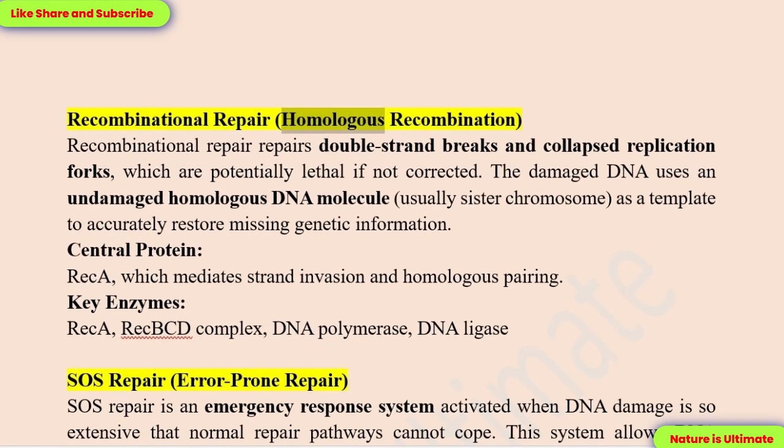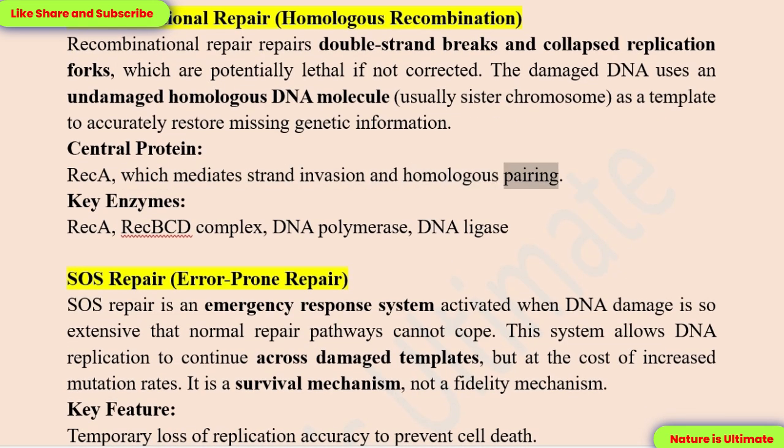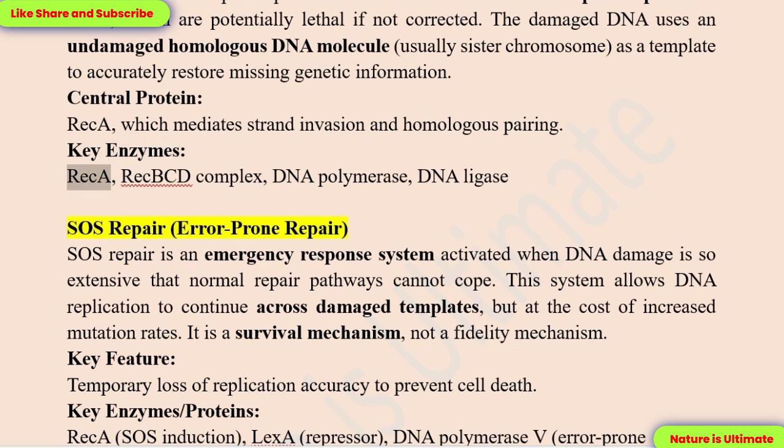Recombinational repair, homologous recombination. Recombinational repair repairs double-strand breaks and collapsed replication forks, which are potentially lethal if not corrected. The damaged DNA uses an undamaged homologous DNA molecule, usually the sister chromosome, as a template to accurately restore missing genetic information. Central protein, RecA, which mediates strand invasion and homologous pairing. Key enzymes: RecA, RecBCD complex, DNA polymerase, DNA ligase.